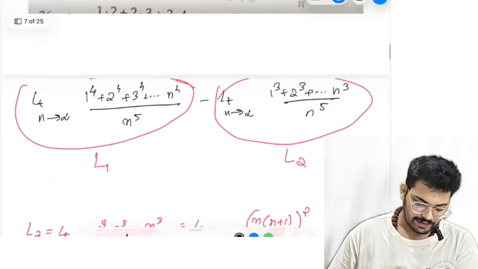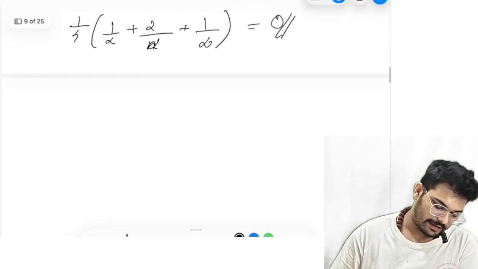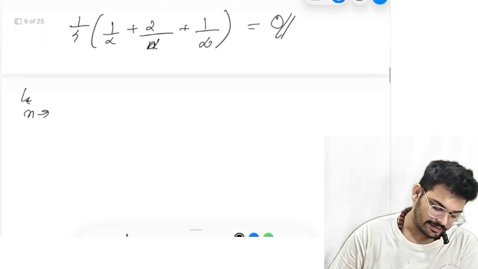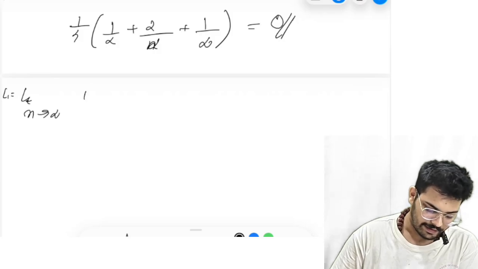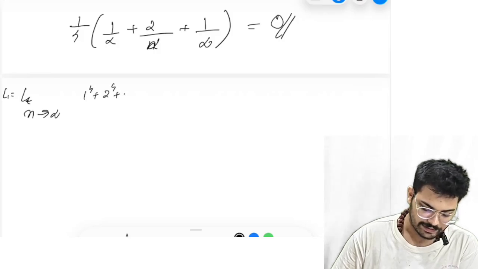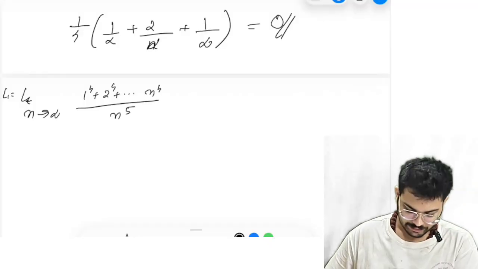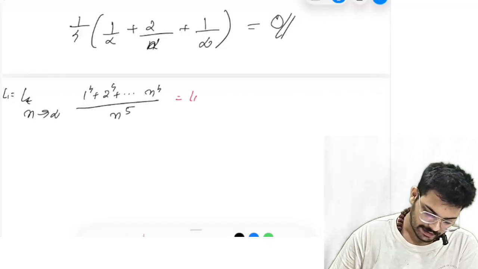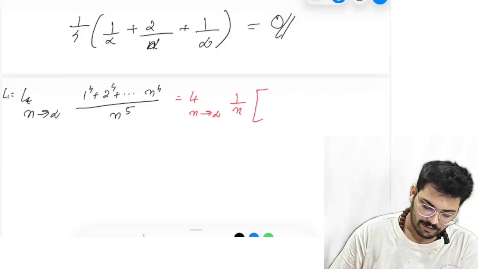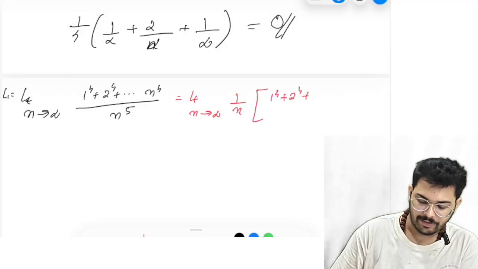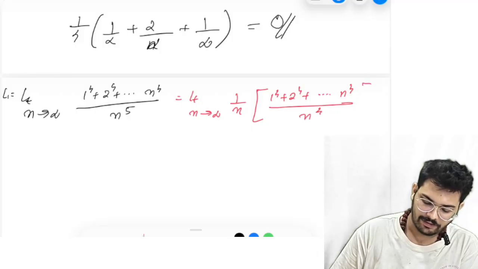Now we need to do L1. How will you calculate L1? L1 is actually limit n tends to infinity 1 raised to 4 plus 2 raised to 4 plus etc. n raised to 4 divided by n raised to 5. Now this can be written as limit n tends to infinity 1 by n into 1 raised to 4 plus 2 raised to 4 plus etc. n raised to 4, divided by n raised to 4.